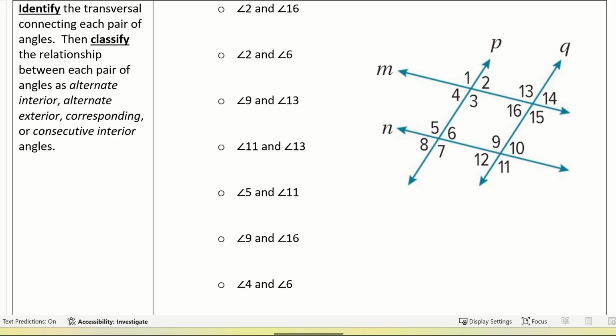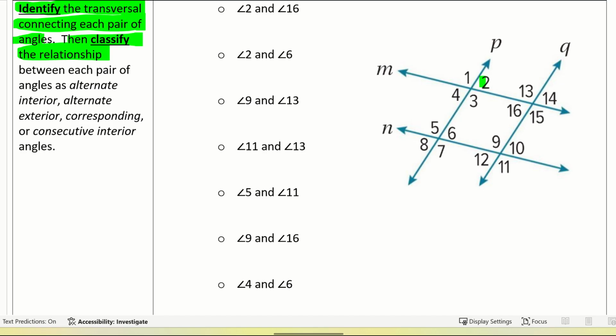We're going to classify the relationship between the angles, but it says first to identify the transversal. So the directions say identify the transversal connecting the pair of angles and then classify them. So we still have the same four choices, but we do have to identify the transversal, which one's cutting the two parallel lines. Because the parallel lines could be the P and the Q, and then cut by the M, or they could be the M and the N cut by the P or the Q. So it's a little confusing. So I'm going to run through these with you guys.